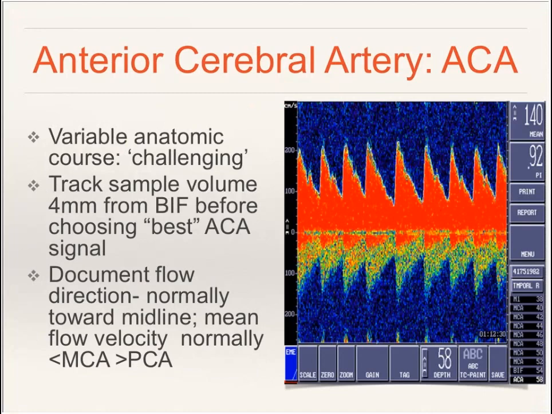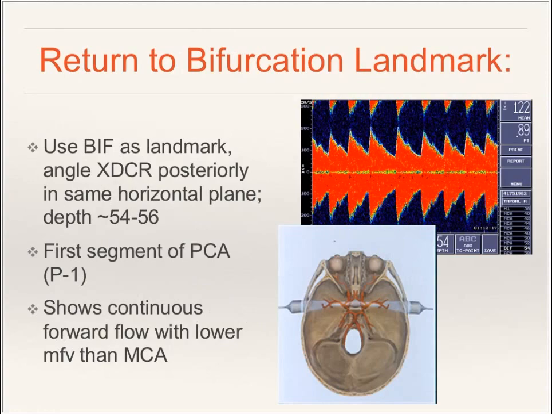The anterior cerebral artery, again, the mean is very similar to the MCA, but a little bit greater than the ICA. It can be tracked at about 4 millimeters from the bifurcation, and it is normally with flow direction away from the midline. But of course, if it's a collateral, we can see changes in that as well. So you go backwards to the bifurcation and find that as your landmark.